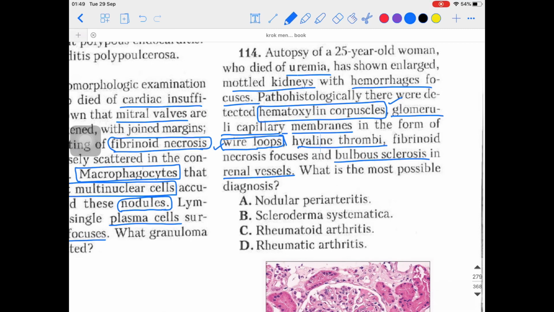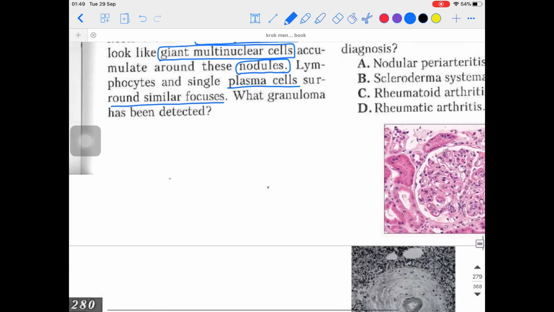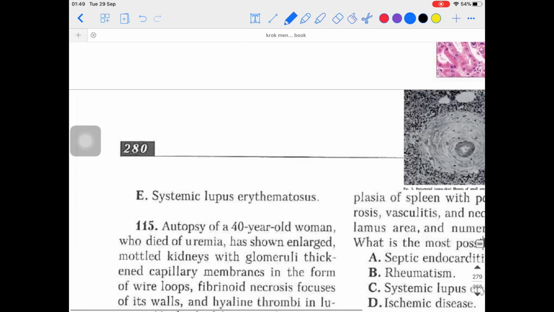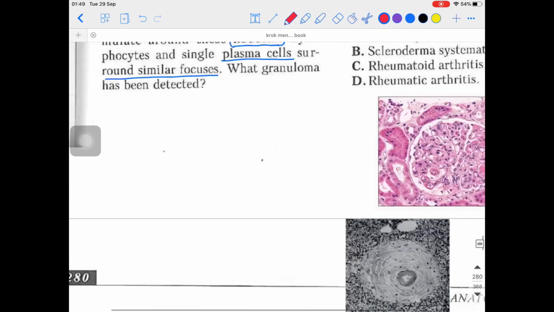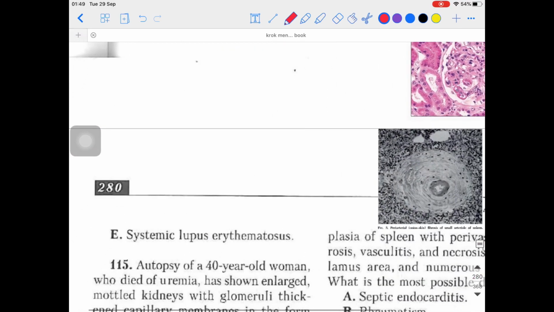Further, hyaline thrombi are seen over there, fibrinoid necrosis is seen over there. So this kidney has been severely damaged. So this is the case of lupus nephritis. What is the possible diagnosis? That is lupus nephritis. If they didn't give the option of lupus nephritis, then you can go with SLE actually, because that is a complication of SLE only, isn't it? Okay, SLE, or you might have the answer as lupus nephritis.